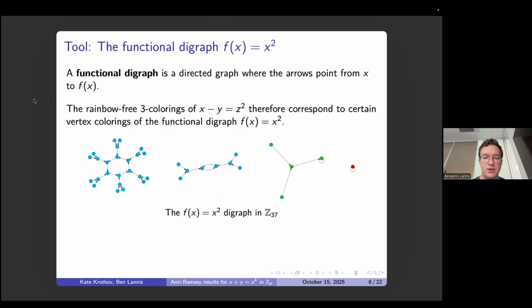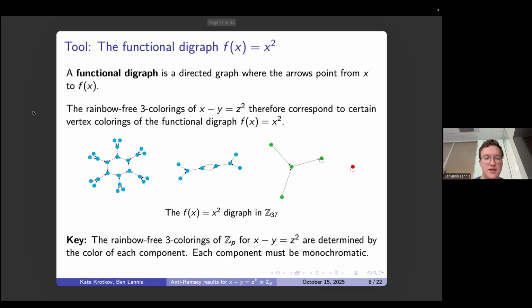So in this example below, the base set is Z_37, and for example, there's an arrow from 0 to 0. There's a self loop because 0 squared is 0. And there would also be an edge from 2 to 4 or 3 to 9, and so on. Therefore, if I give you a rainbow-free 3-coloring of Ansaldi et al.'s equation, x minus y equals e squared, or Jean's equation, this will correspond to a vertex coloring of this functional digraph.